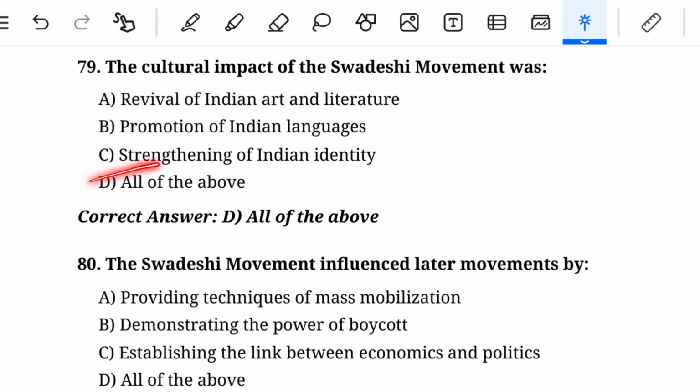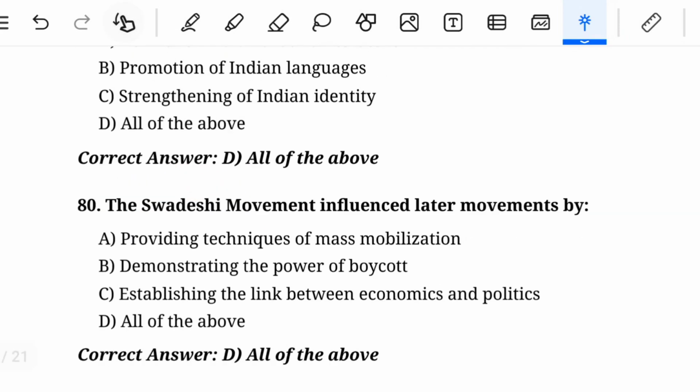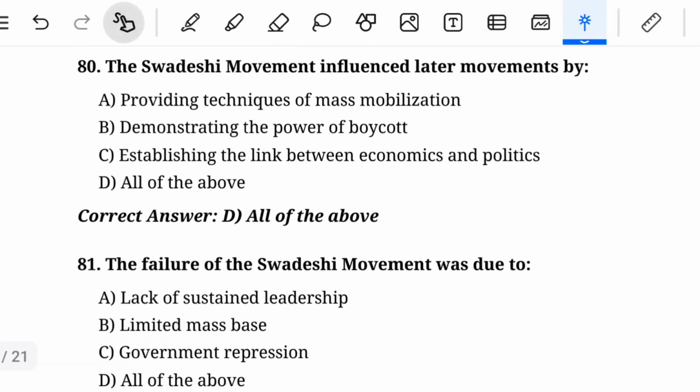B. Promotion of Indian languages. C. Strengthening of Indian identity. D. All of the above. Correct answer: D. All of the above.